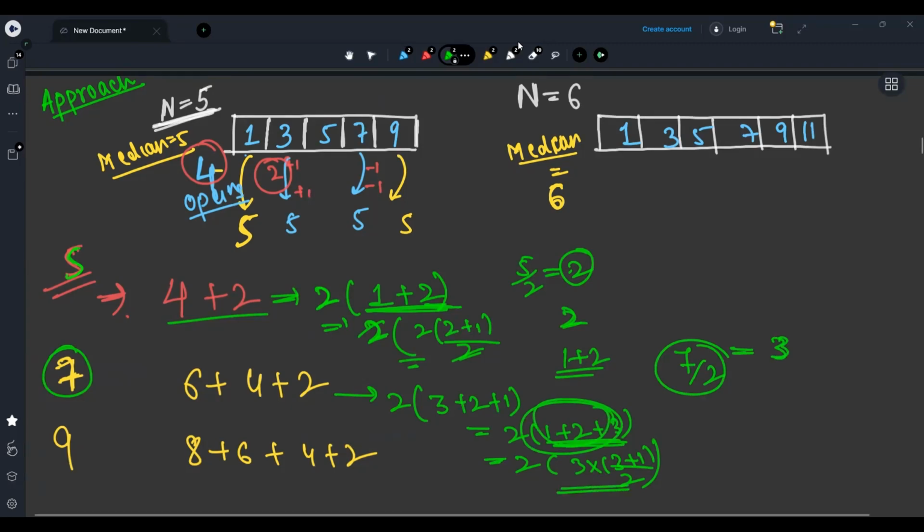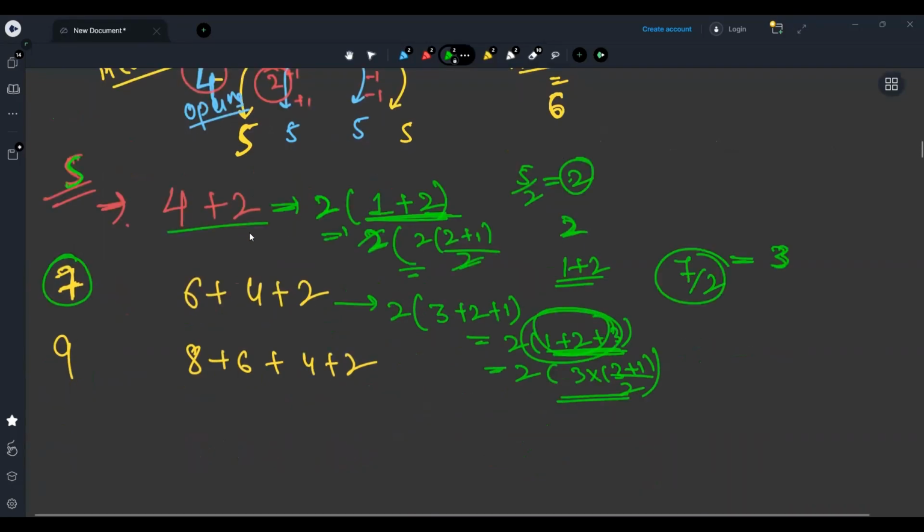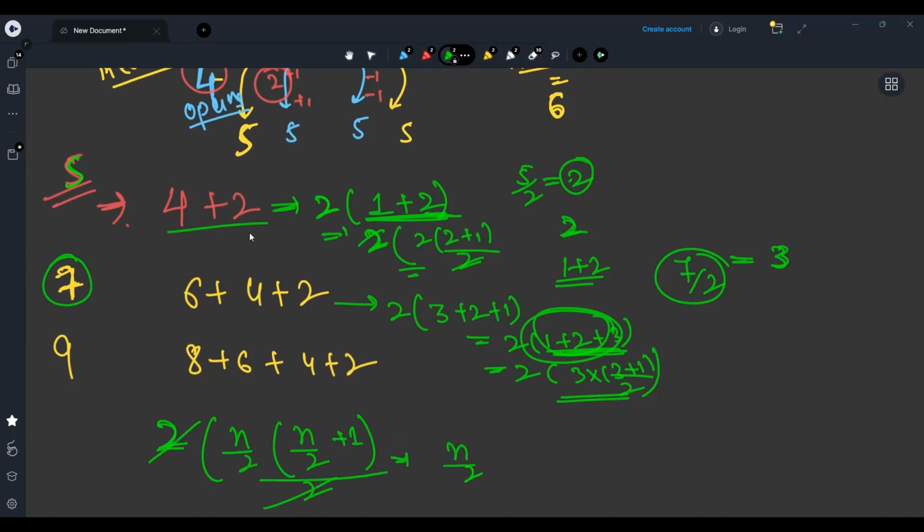So that's why I was telling you. So what will be the formula that we can derive here? We can derive that if we take 2 common, here we can take n by 2 into n by 2 plus 1 by 2. That means if I cancel out, this formula will be equal to n by 2 into n by 2 plus 1. Now, this formula we have derived.